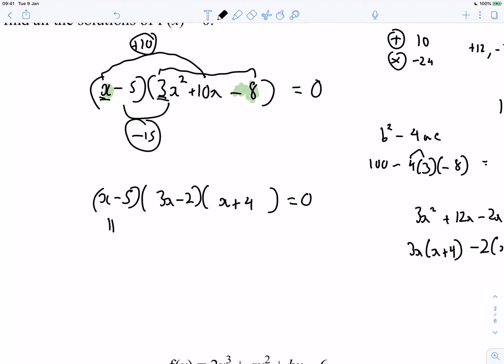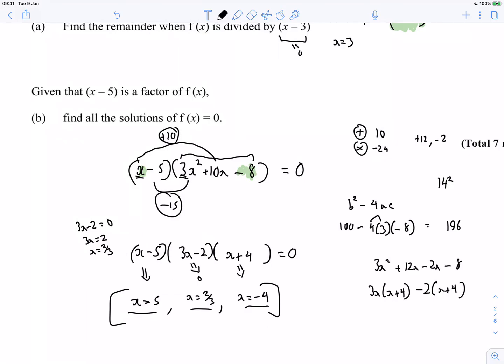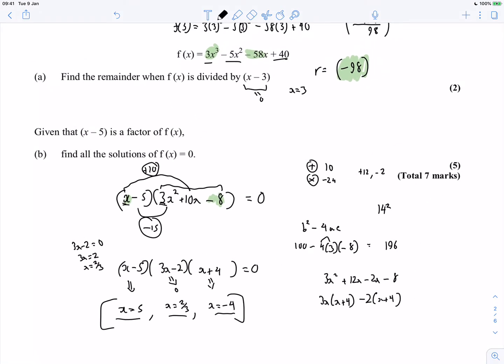We can just read off that x equals 5, x equals 2/3, and x equals negative 4 are the three solutions. If I set all of these brackets equal to 0 and solve, so 3x minus 2 equals 0 becomes 3x equals 2, divided by 3, x equals 2/3. Yeah, that's pretty elementary. You should be able to get that. So there's three solutions. It's a cubic. We found all of them. Hurrah. All of them were real.